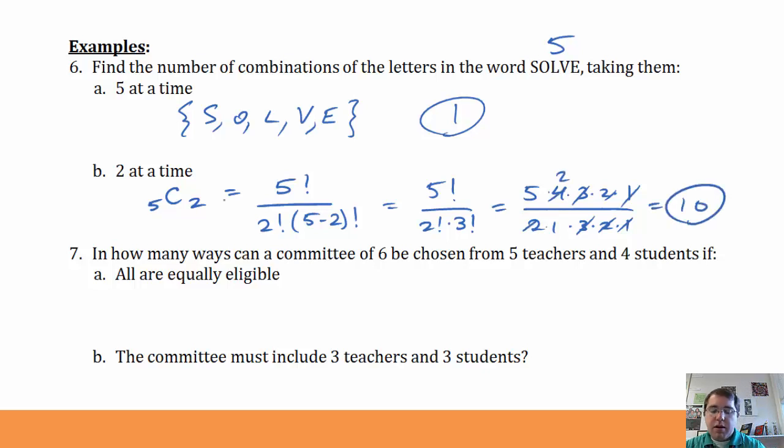10. So that would be S and O, S and L, S and V, S and E, O and L, O and V, O and E, L and V, L and E, V and E. Those are the different combinations. Those are the different subsets of 2 that I can form. And I know there are 10 of them.